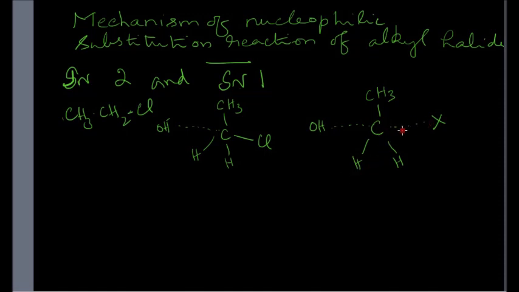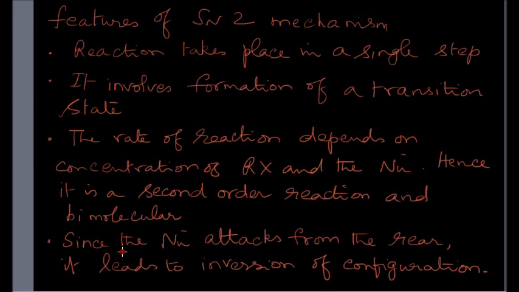Subsequently, the halogen is pushed away from the molecule and you get the compound in which the OH is attached to the carbon. This is again a tetrahedron. This is ethanol. Is that clear to you? Now I will give you the different features of the mechanism of this reaction. As you see here, the reaction takes place in a single step. It involves formation of a transition state.